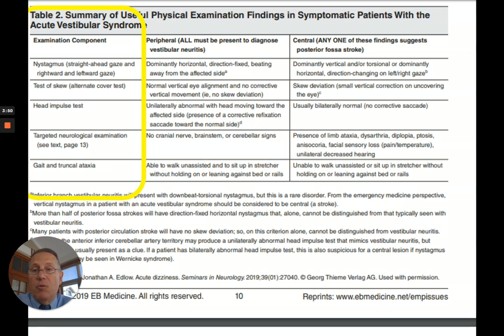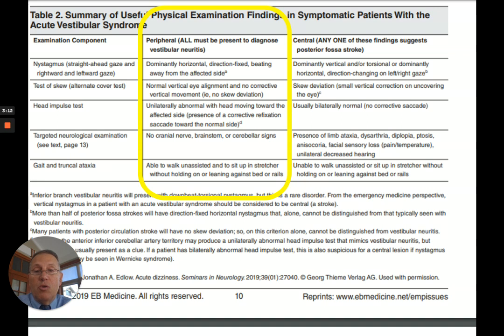These include abnormal nystagmus, test of skew, the head impulse test, the targeted neurological examination, and gait and truncal ataxia, seen here in yellow. So what are the peripheral findings? What are those findings that suggest a peripheral etiology? So if we have dominantly horizontal, direction-fixed nystagmus beating away from the affected side, that is relatively normal in a vestibular system that is affected on one side.